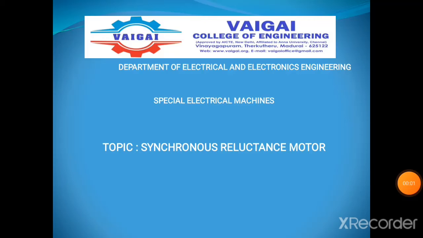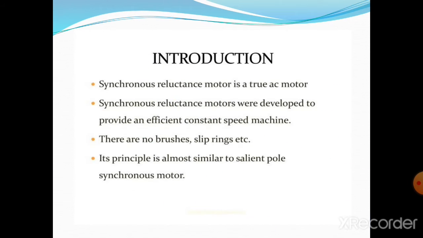Hi students, the subject name is EE8005 Special Electrical Machines. Today we will learn the basic concepts of synchronous reluctance motor. Every electric motor is a machine which converts electrical energy into mechanical energy. Next we will discuss the basic concepts of synchronous reluctance motor.